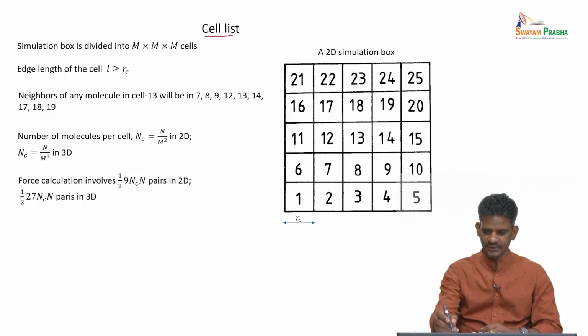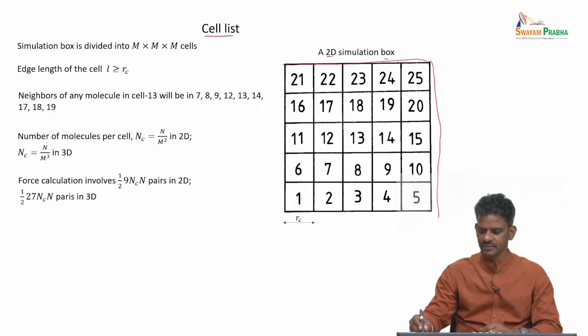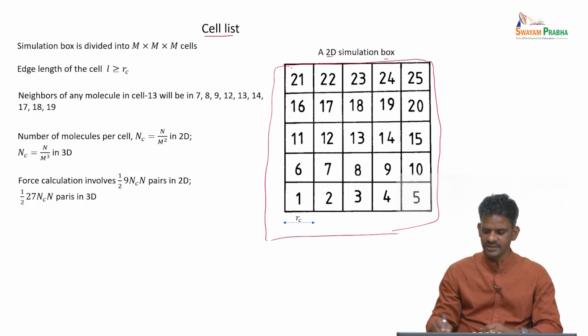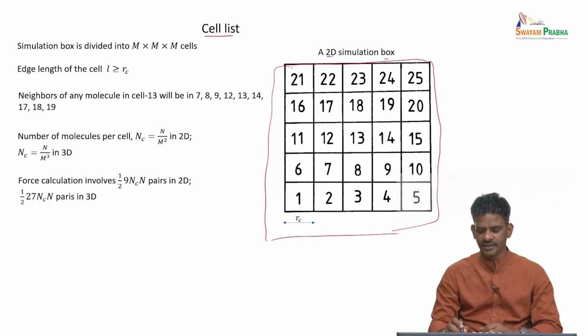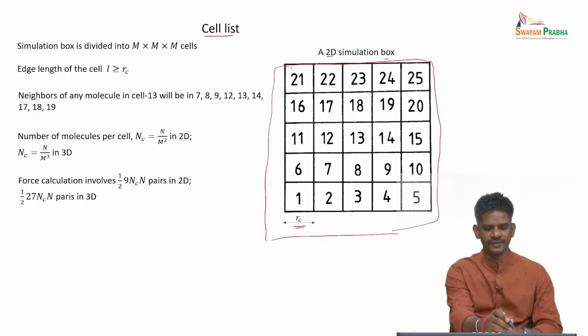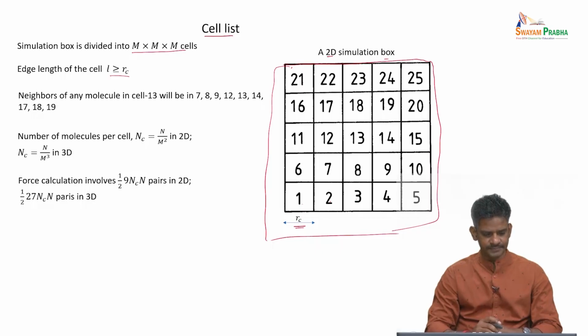So here in this example, a 2D simulation box is shown. The entire box is this, and then this entire box is divided into small cells of edge length RC, and then we give a number for each of these cells. So this is the first cell, second cell, third cell, etc. In the case of a 3-dimensional box, you would have m cube number of cells, and the edge length of the cell is either RC or more than RC.